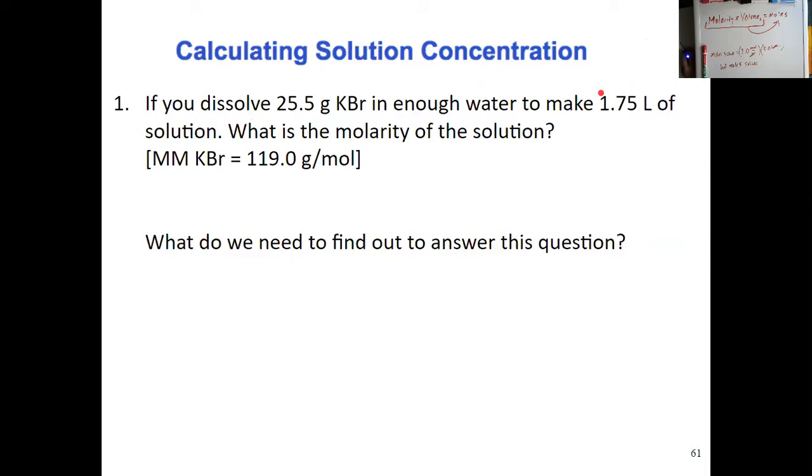So this volume value is good. We can use that in our molarity calculation. However, this 25.5 grams, in this form, is pretty useless to us. We're not looking for a grams divided by liters calculation. We need a moles divided by liters calculation. So we want to convert 25.5 grams of KBr into moles of KBr. And once we have a mole value, then we can calculate a molarity. So pause your video for a second and try out this calculation on your own.